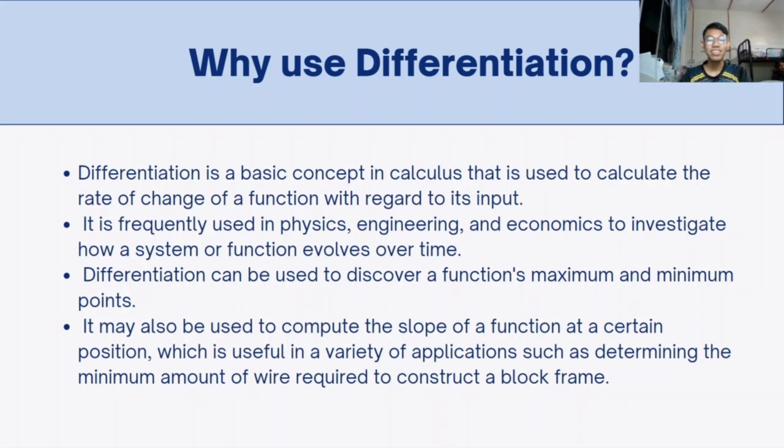Why use differentiation? Differentiation is a basic concept in calculus that is used to calculate the rate of change of a function with regard to its input. It is frequently used in physics, engineering, and economics to investigate how a system or function evolves over time. Differentiation can be used to discover a function's maximum and minimum points. It may also be used to compute the slope of a function at a certain position, which is useful in a variety of applications, such as determining the minimum amount of wire required to construct a block frame.